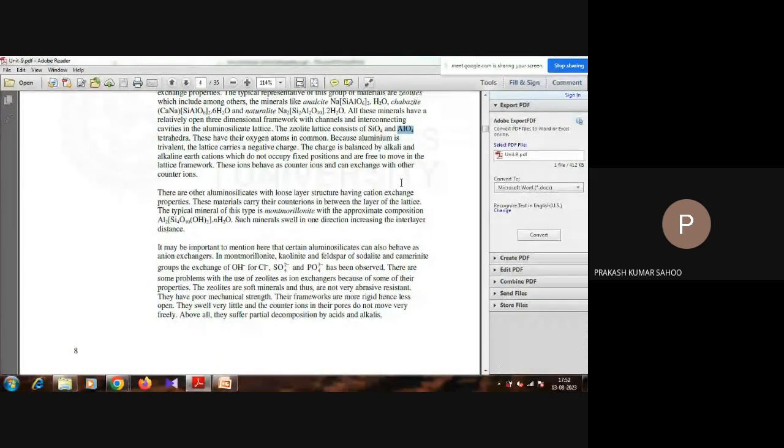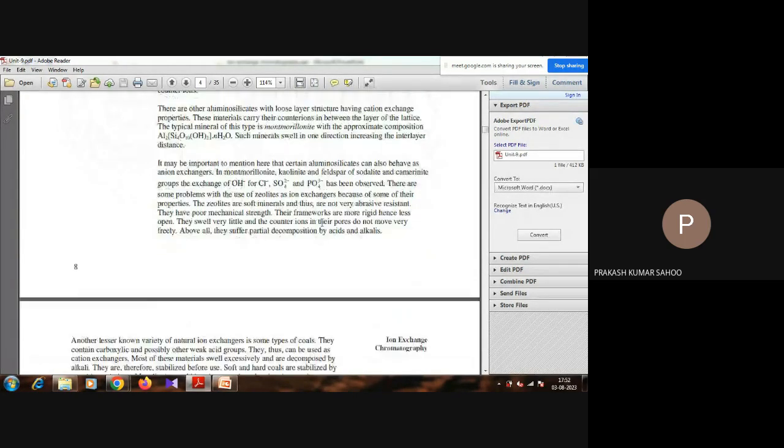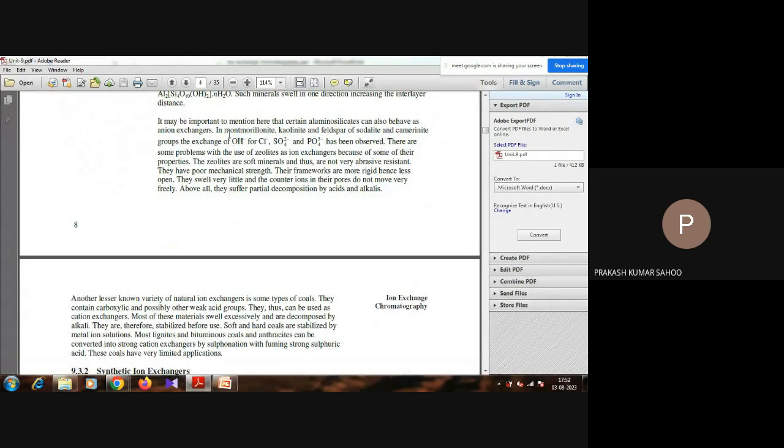Then there are other aluminosilicates with loose layer structure having cation exchange property. These materials carry their counter ions in between the layers of cations. So the typical mineral of this type is montmorillonite with the approximate composition Al2Si4O10(OH)2 nH2O. This is another category of your natural ion exchanger. And also we have the anion exchangers, like the exchange of OH minus, Cl minus, sulfate, phosphate. These get exchanged by groups like kaolinite, feldspar, sodalite, and cancrinite. So you have to remember these compounds for this part, that is ion exchange chromatography.